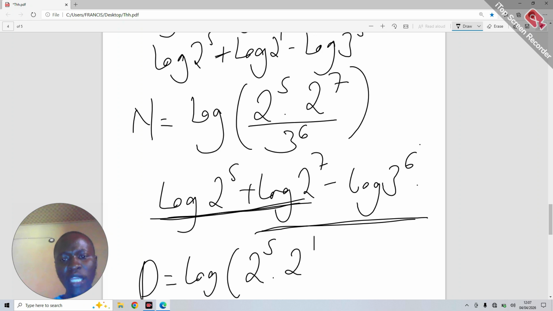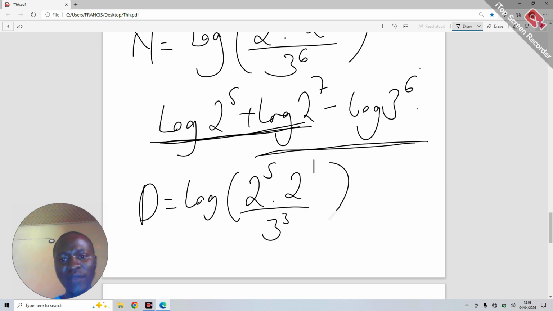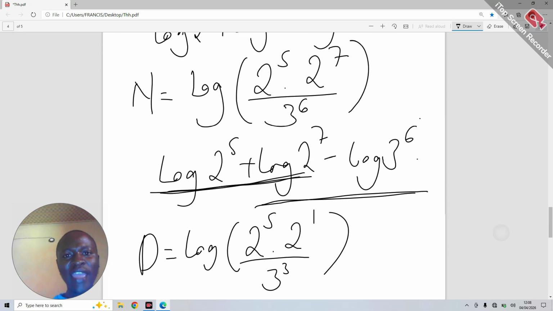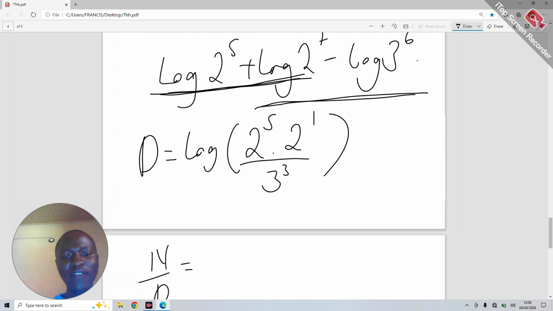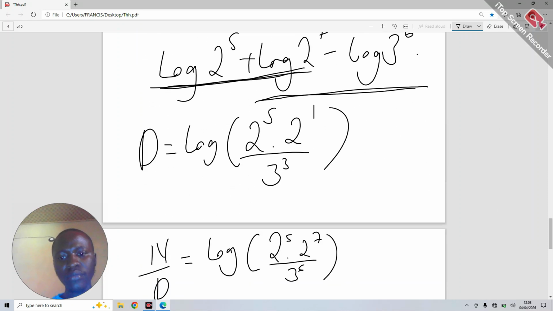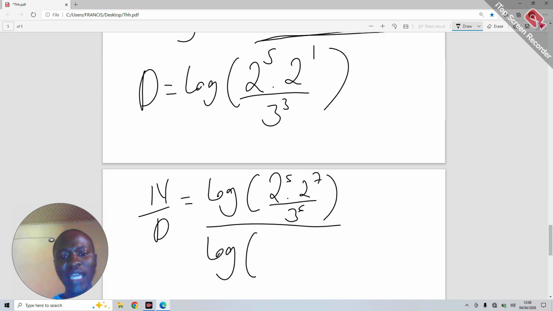And then you will see them continuing to the denominator, where they have log of 2 power 5 multiplied by 2 power 1, everything all over 3 power 3. Now you will see them having n over d: in the numerator log 2 power 5 2 power 7 all over 3 power 6, then divided by log in the denominator 2 power 5 multiplied by 2 power 1 all over 3 power 3.